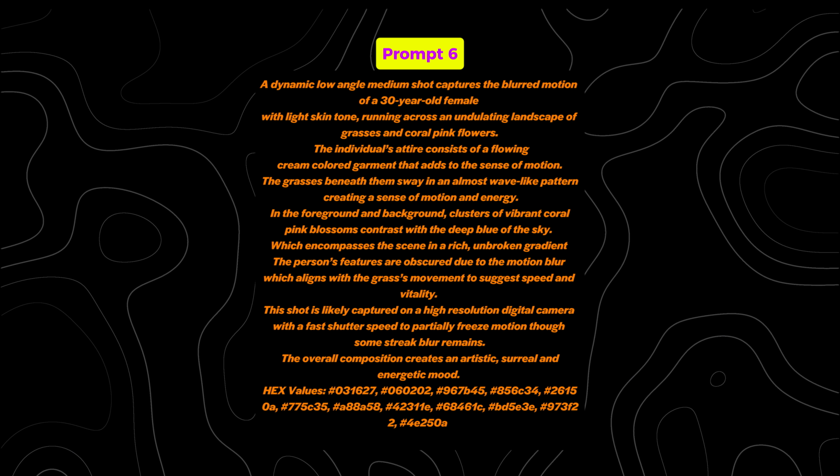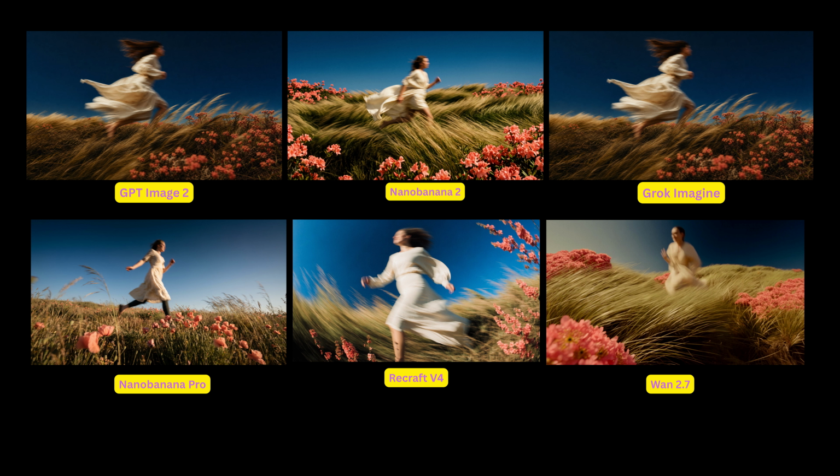Here is prompt number 6, and this is the last round. This prompt is the most artistic one we have tested yet. A woman in a white dress running through a windswept field of pink flowers and golden grass under a deep blue sky, motion blur included. This is pure cinematic photography territory. There is no text, logos, or products, just vibes, composition, and storytelling.